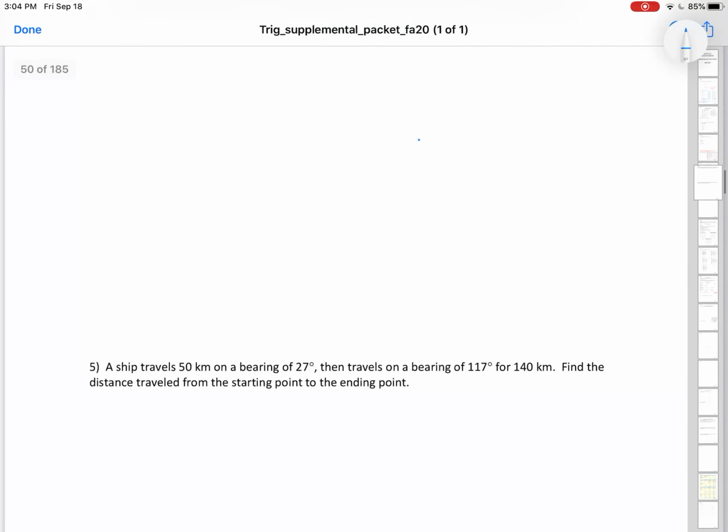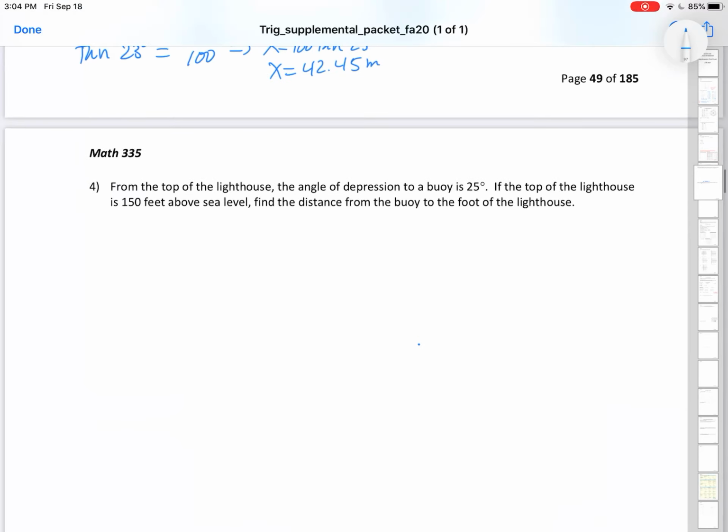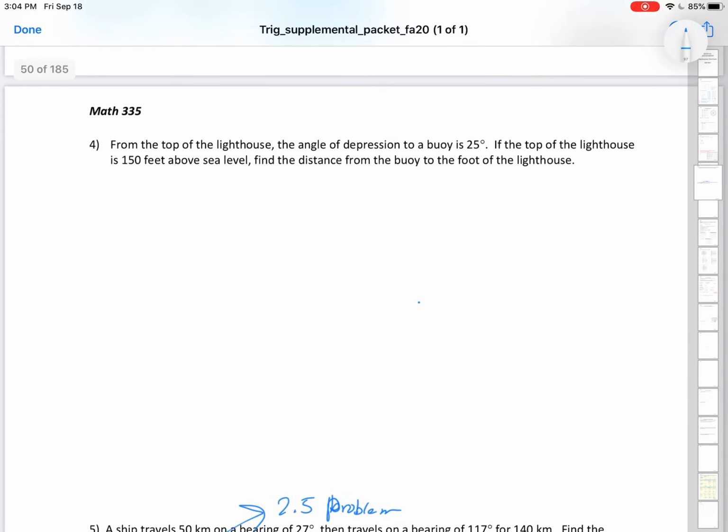The last problem that we're going to do is this one. I know there's a second problem down here, but it's talking about bearings. Bearings is a 2.5 problem, and so you'll see that done in that section. So there's no reason to do that problem here. We're not prepared for it because we haven't learned about bearings yet.